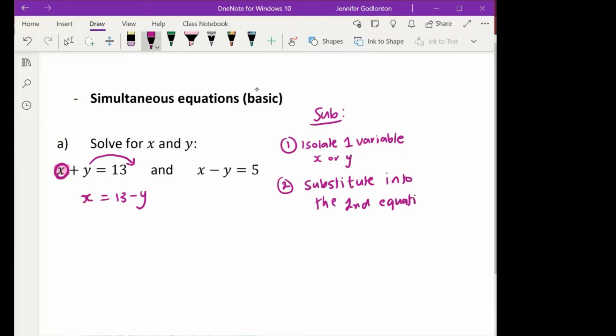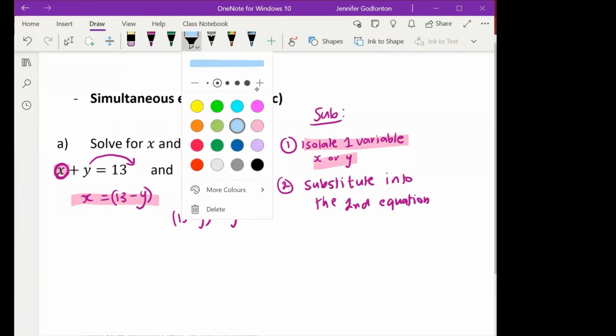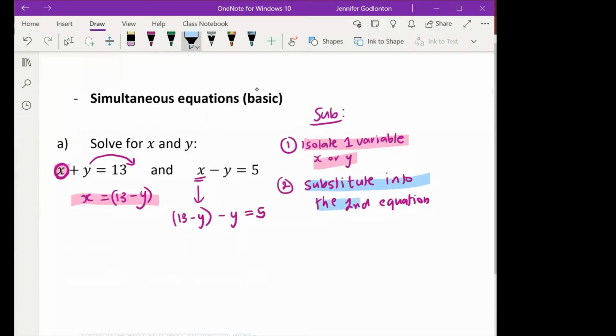Okay, so we're going to take this x and we're going to substitute it into our second equation. And so now, instead of writing x, I'm going to write 13 minus y equals 5. So that's step 2. Okay, step 1, isolate the variable. Step 2, substitute into the second equation. Okay, step 3, solve for y or solve for x, depending on what we need to solve for.